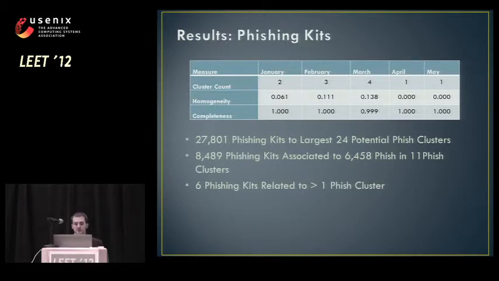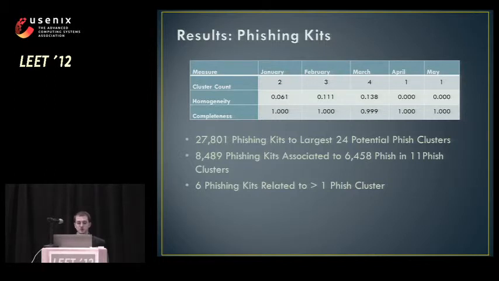With phishing kits, we had about 28,000 fish kits that we tried to relate to our potential phishing website clusters. We had to limit the number of phishing website clusters we threw into this just to limit the computational runtime of this. We got down to where we only evaluated the top 24 potential fish clusters. Out of those, we had approximately 8,500 fish kits that associated to 11 phishing clusters.